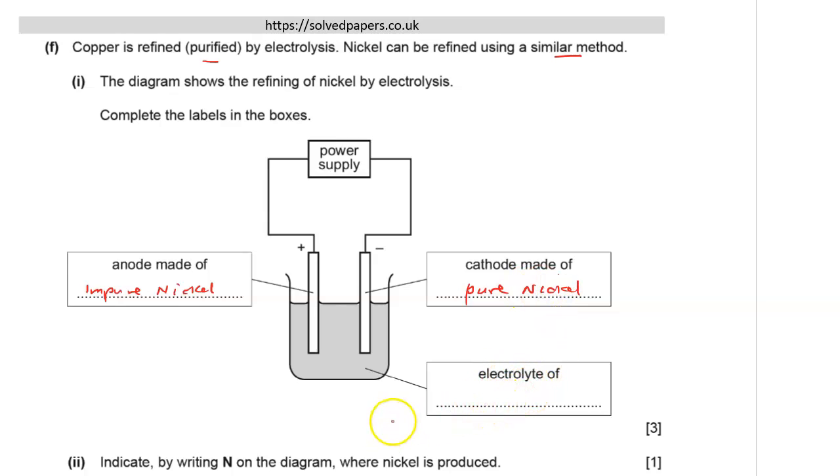The electrolyte will be nickel nitrate or any solution of nickel. You can go for nickel nitrate. We know all nitrate salts are soluble, so that is easy to figure out. Nickel nitrate right there.